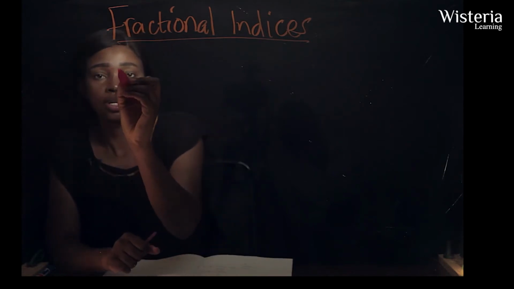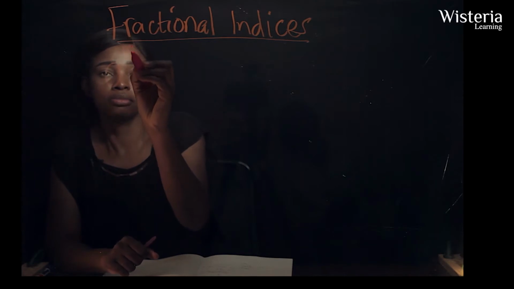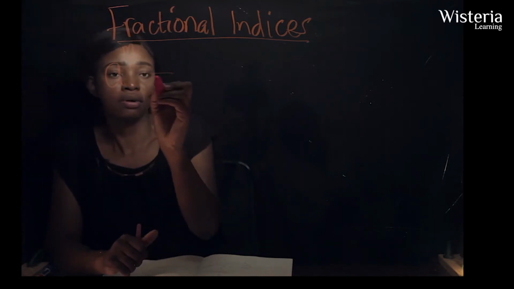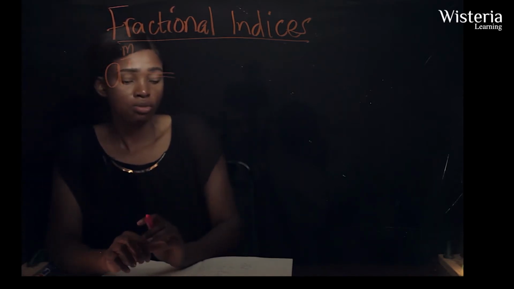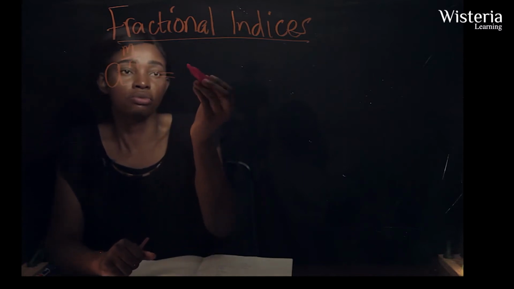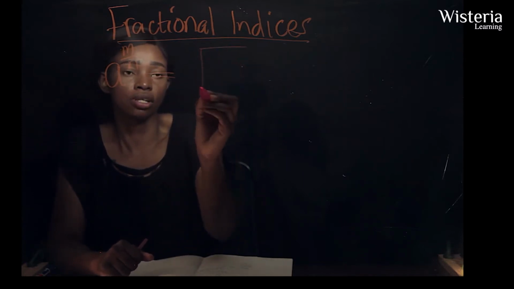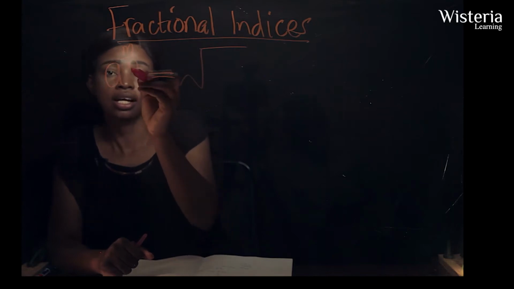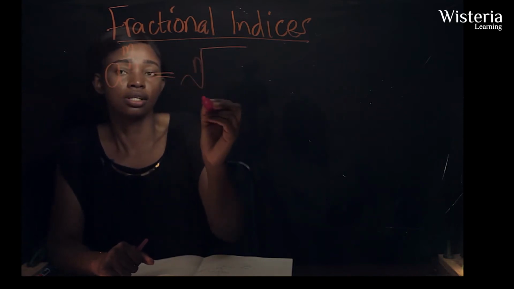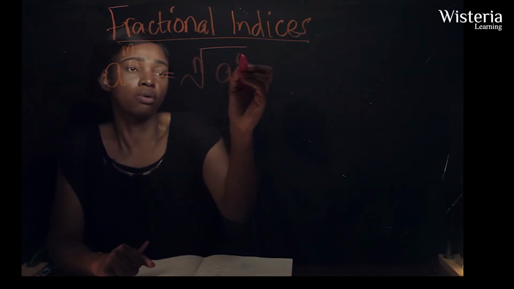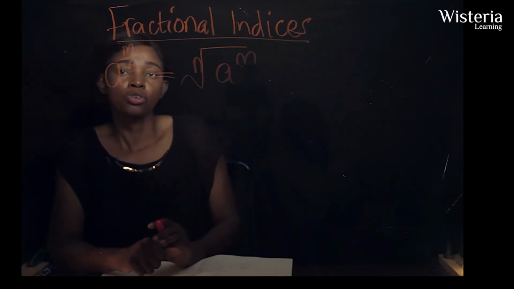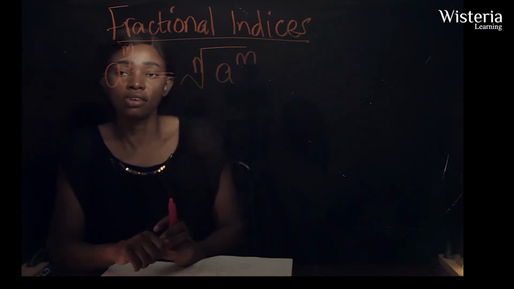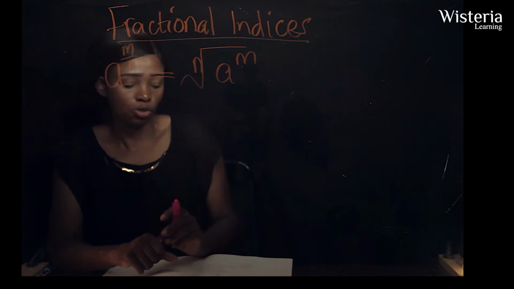Remember, if we are given something like this, a to the power m over n, the power is a fraction. How we work it out, this can also be written in this form where we introduce the root, and n will be here, then a to the power m, like that. So any fraction that is given can be expressed in this form.